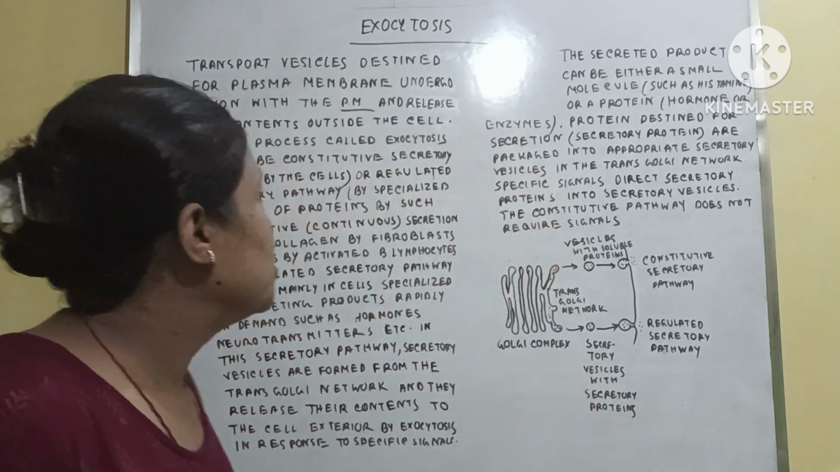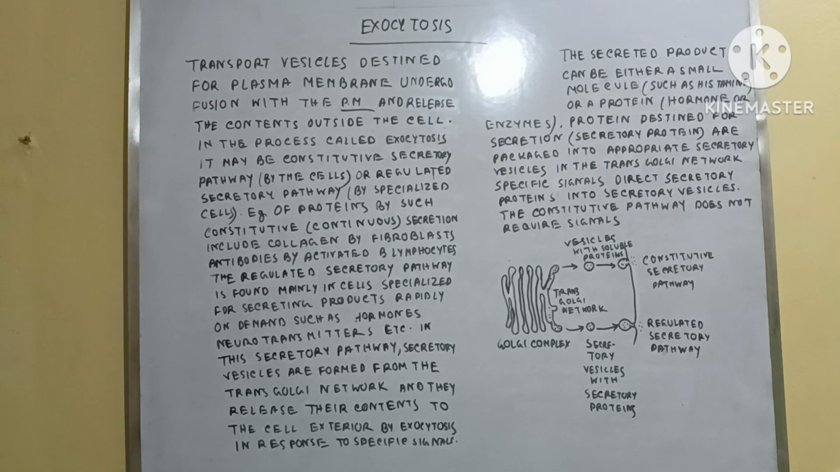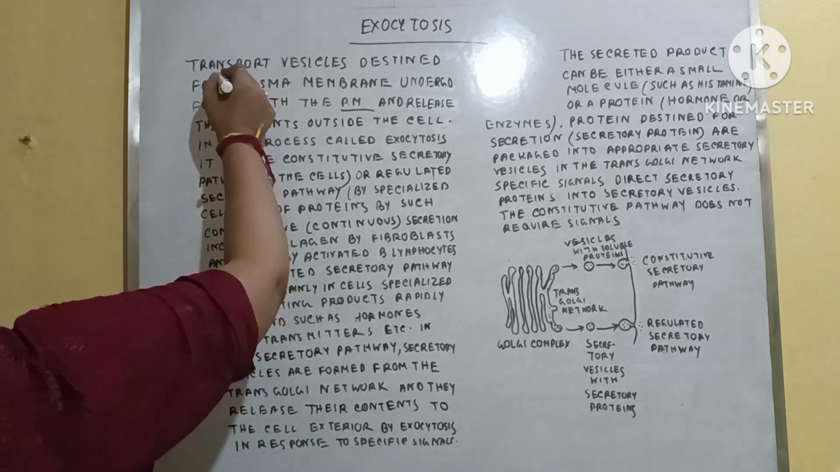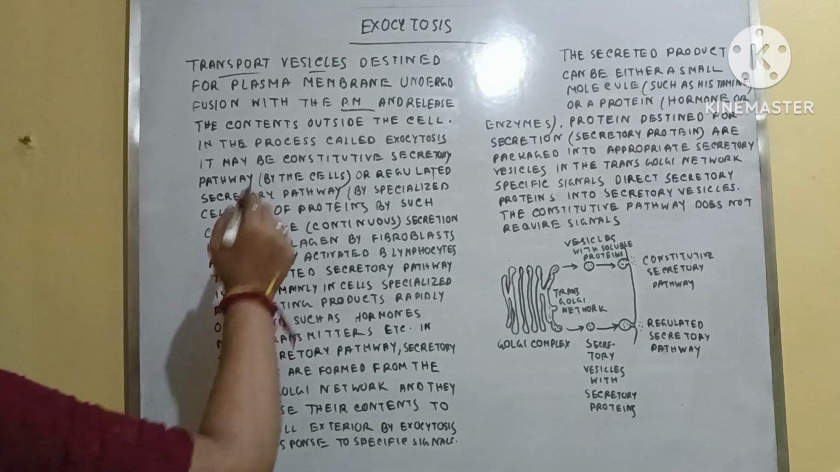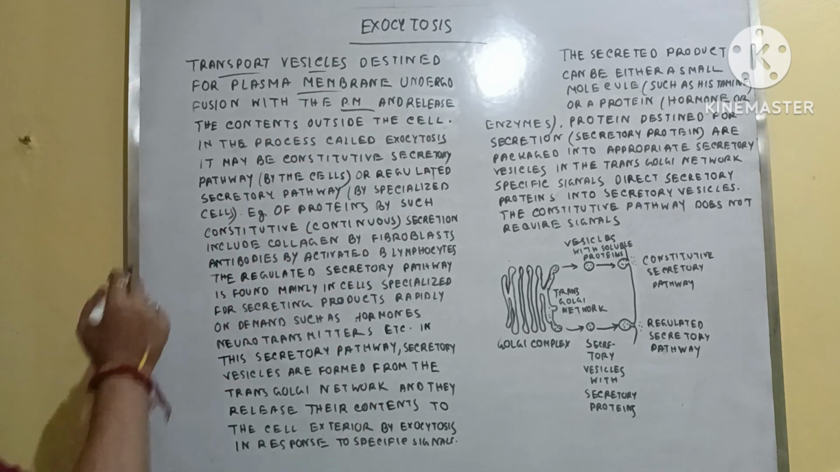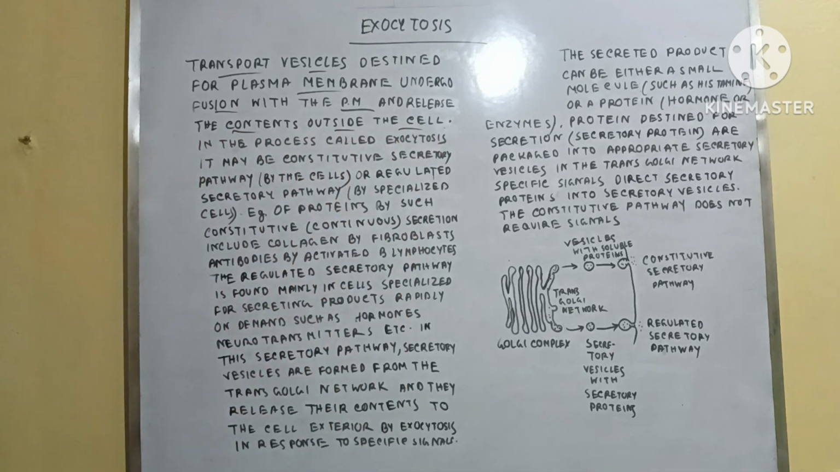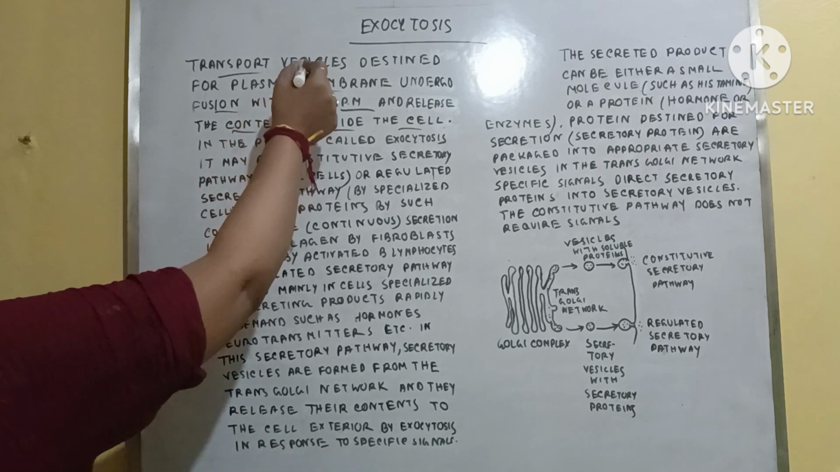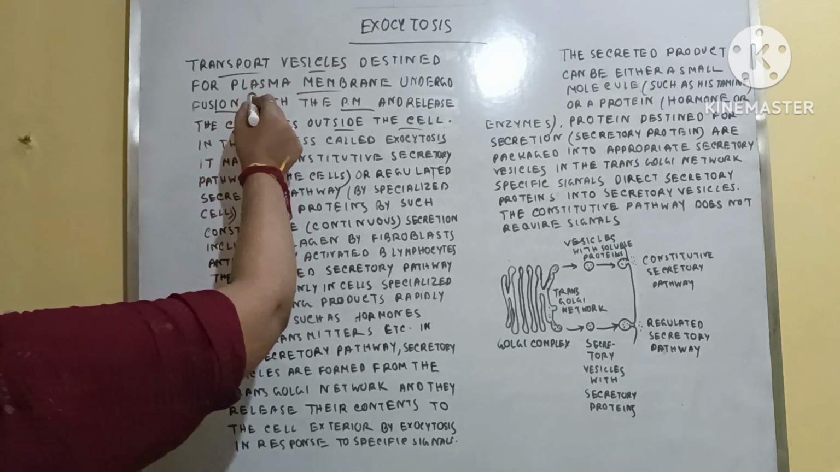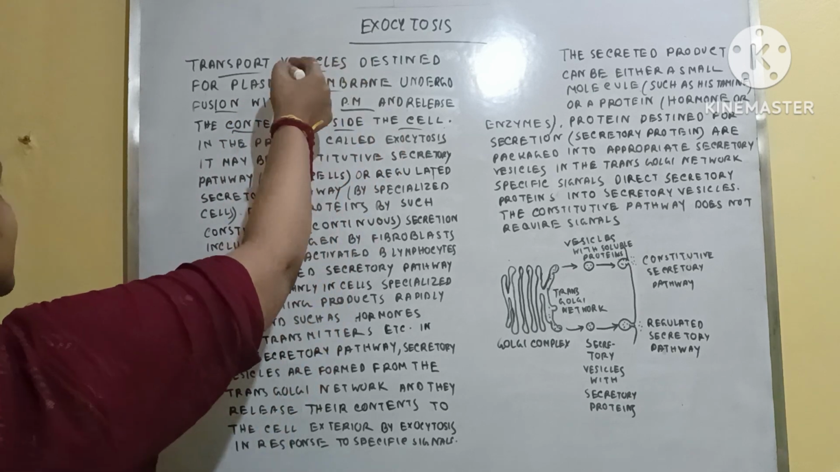So let's continue. This is exocytosis. So what is exocytosis? In exocytosis, the transport vesicles that are destined for the plasma membrane undergo fusion with the plasma membrane and release their contents outside the cell. Endo means internalize into the cell and exo means exit from the cell. So here the transport vesicles fuse with the plasma membrane to release their contents.